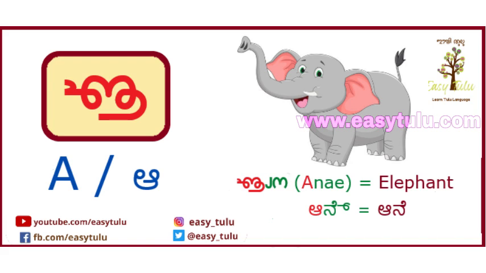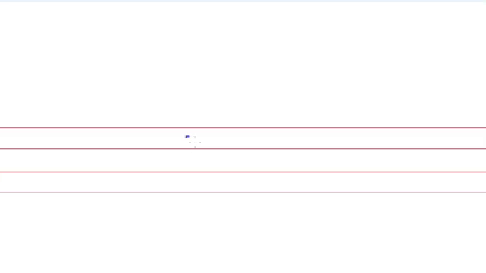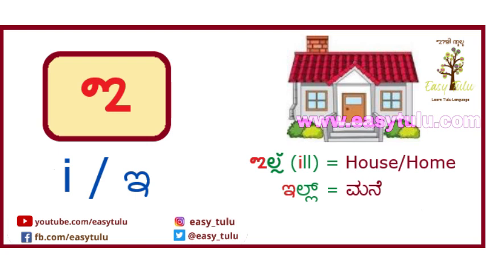This is the long A sound. Example: Ane. Ane means elephant. Ane in Kannada. Let us see how it is written. A. Third one is E.